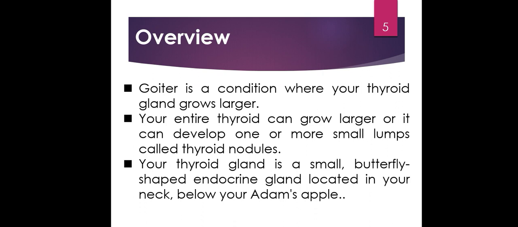Overview. Goiter is a condition where your thyroid gland grows larger. The thyroid gland is a small butterfly-shaped endocrine gland which is located in your neck below your Adam's apple. Your entire thyroid can grow larger and it can develop one or more small lumps, which are known as thyroid nodules.